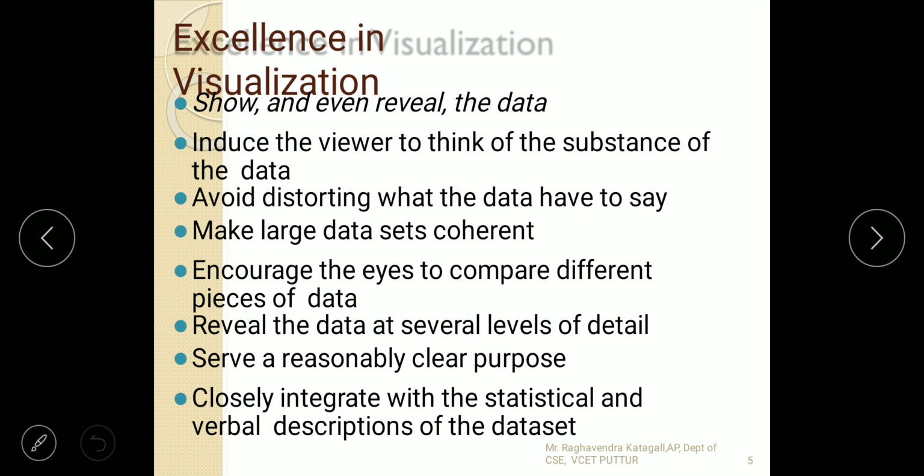The first point is to show and even reveal the data. So the first objective of data visualization is that you have to show and reveal the data. Next point: induce the viewer to think of the substance of the data. The format of the graph should be so natural to the data that it hides itself and lets the data shine. The third point: avoid distorting what the data have to say. Statistics can be used to lie. In the name of simplifying, some crucial context could be removed, leading to distorted communication. That should be avoided.